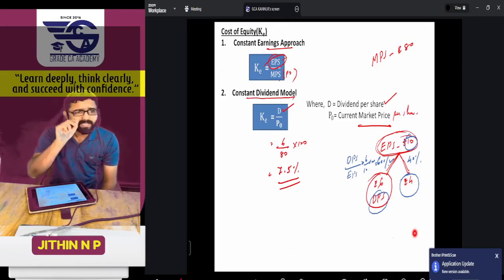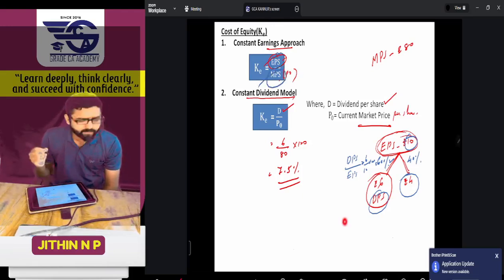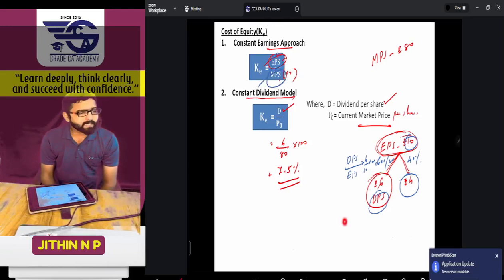Suppose the question gives you only the dividend and market price per share. In that case, using the constant dividend model you can find K as DPS divided by MPS, or D divided by P0. Clear? If the question gives you only EPS and MPS, use the earnings approach. EPS divided by MPS. Clear?